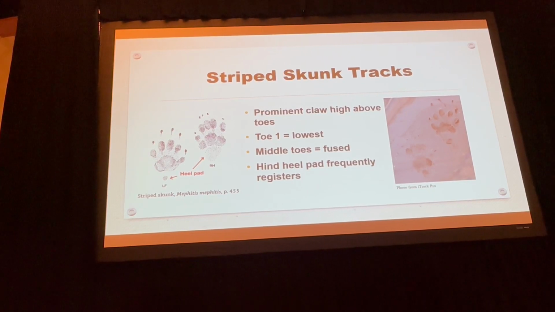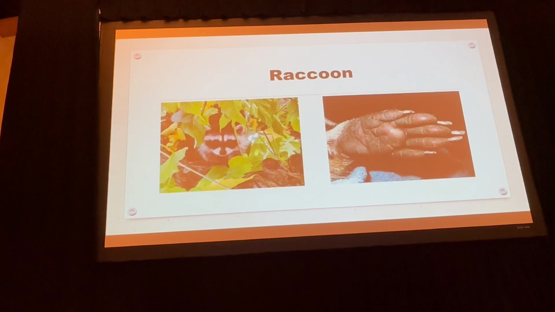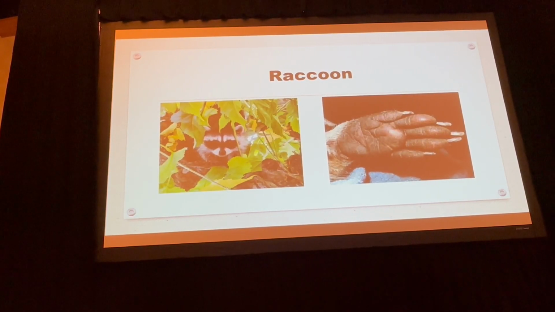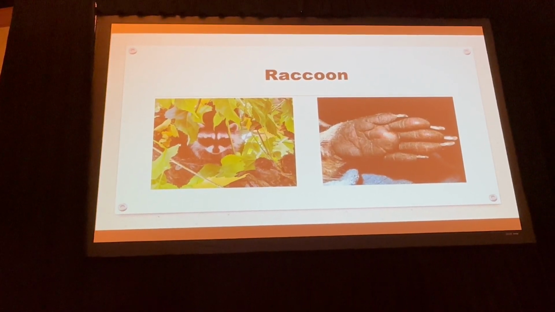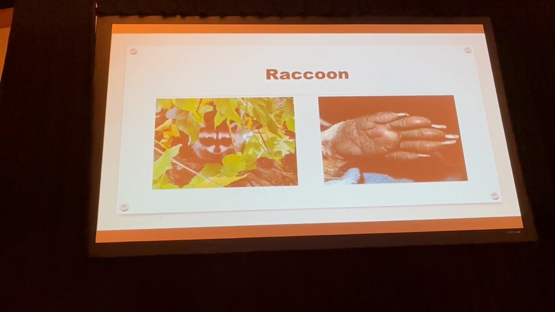All right, so those are the characteristics of skunk tracks. Next, I'll show you raccoon tracks. Raccoons are very dexterous and are able to climb, dig, and use their front paws in a similar way to human hands.